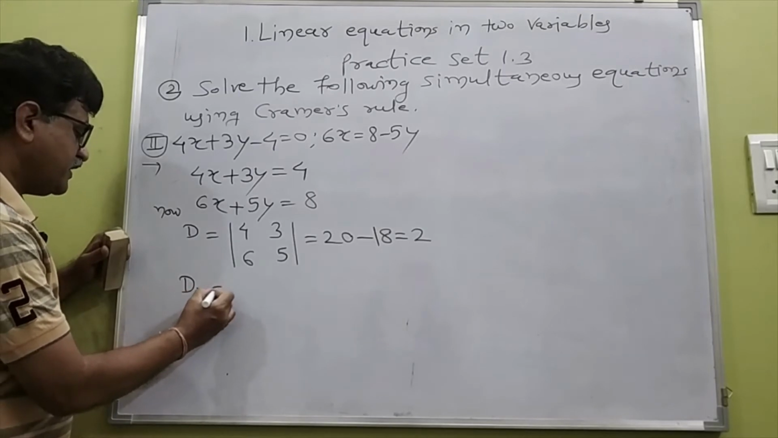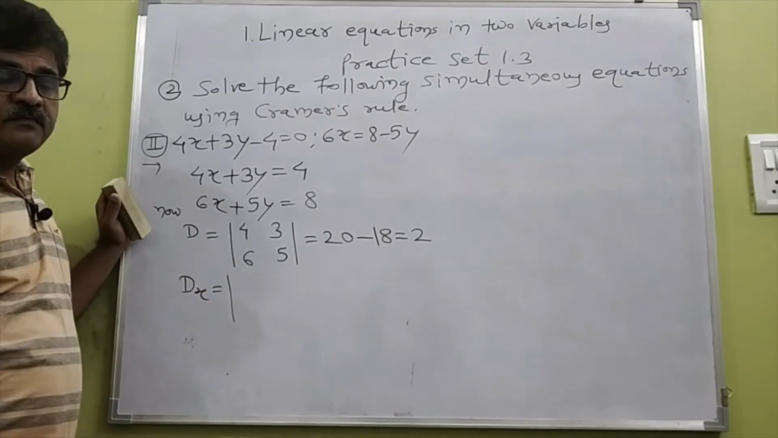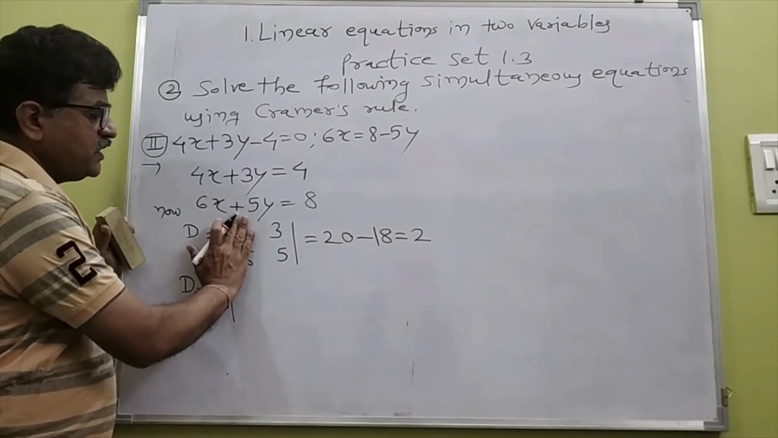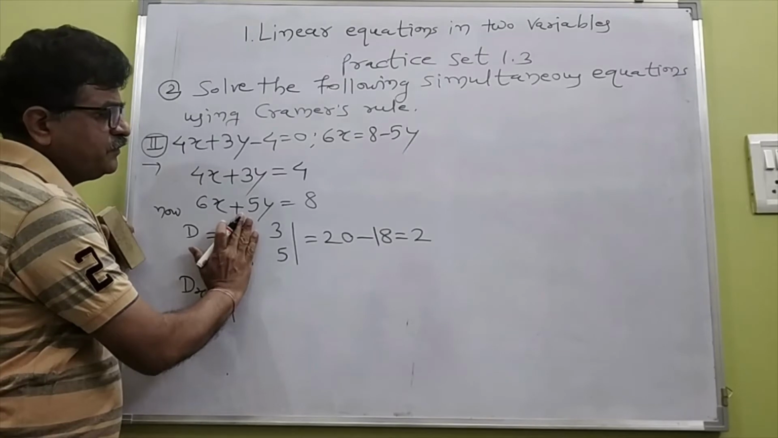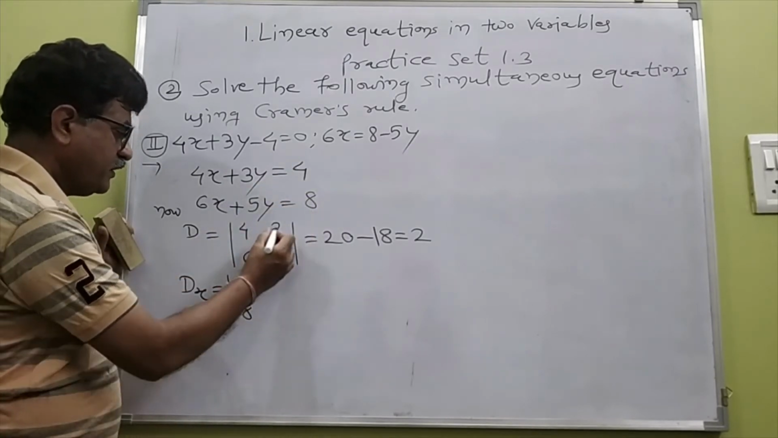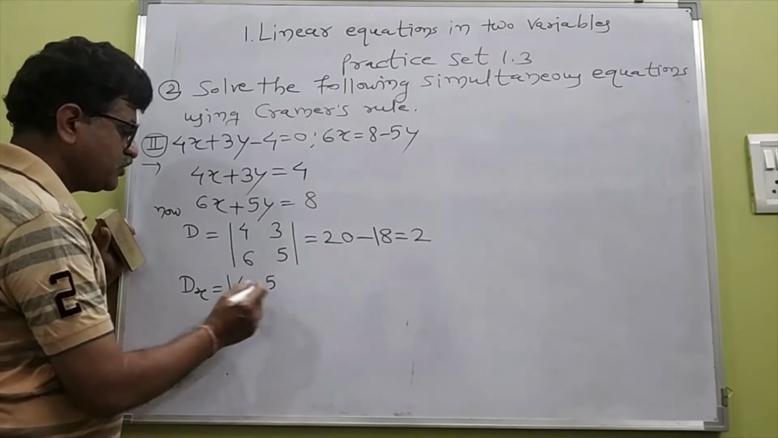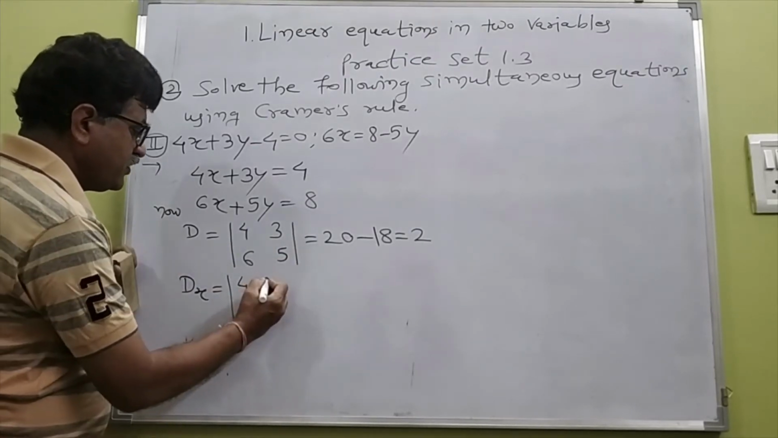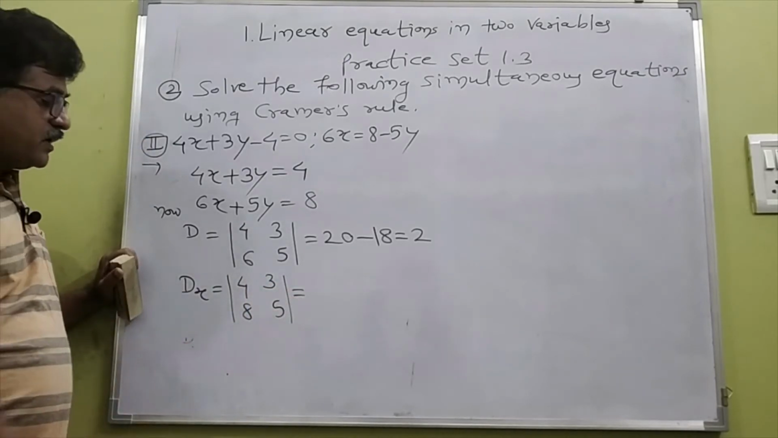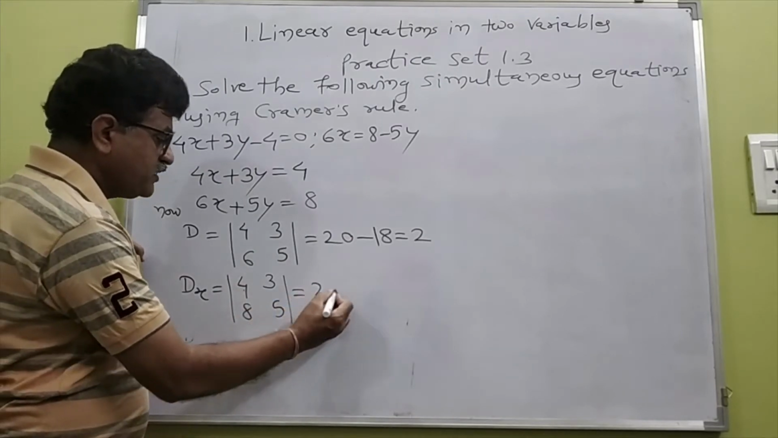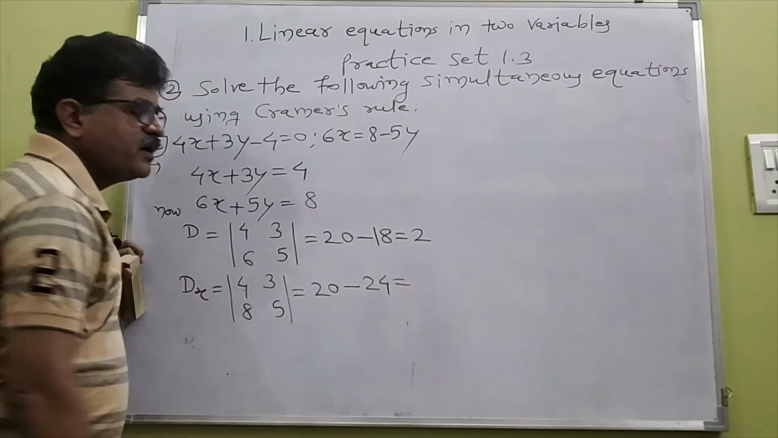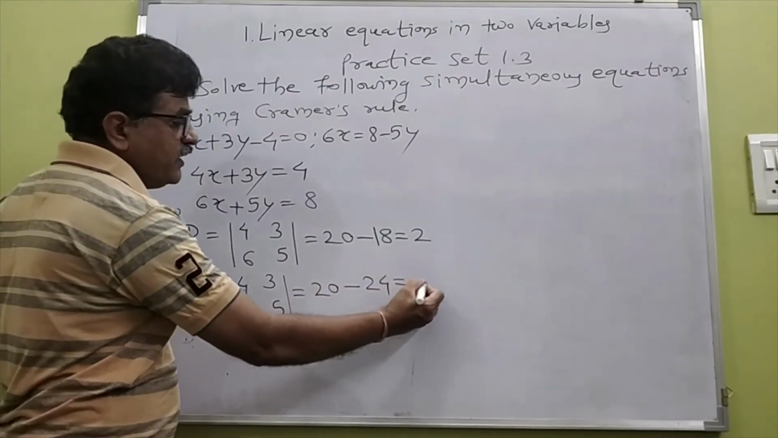Now dx is equal to determinant of, instead of first column, what to take? Constant terms 4, 8, second as it is, 3, 5, is equal to, taking cross multiplication, 4 into 5 is 20 minus 8 into 3 is 24, equal to 20 minus 24 is minus 4.